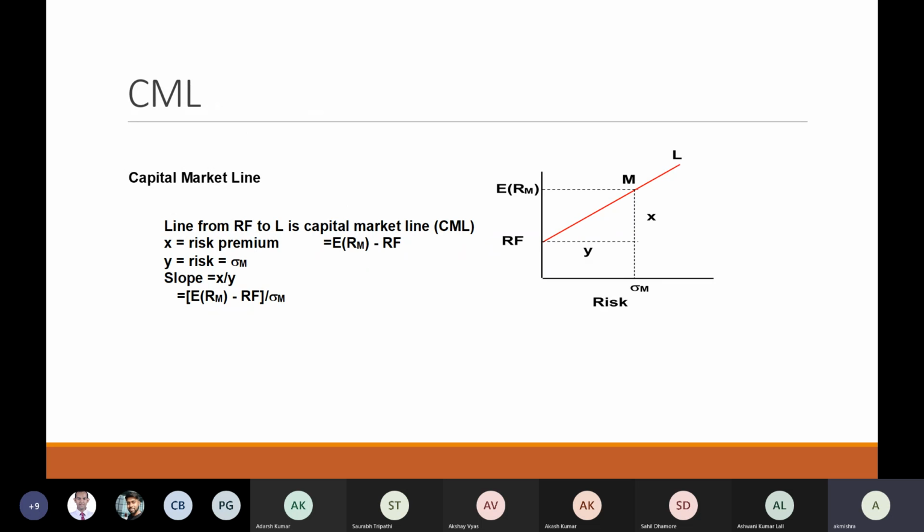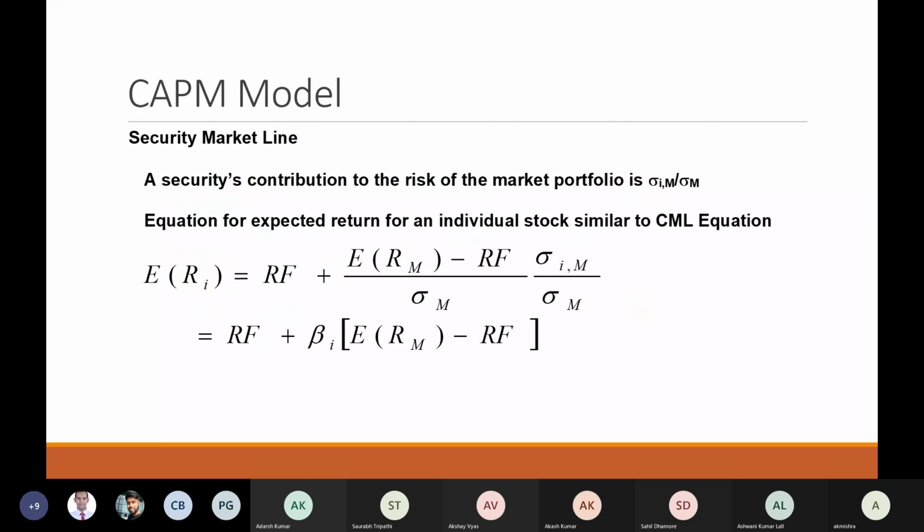So this is the basic CML model, basically the CAPM model. We call it the capital market line. So what we have in the capital market line is risk and expected return. This way we plot it. And in the CAPM model, if you remember, we say this is RF. And if we go back to the CAPM model, if you remember how we plot it.